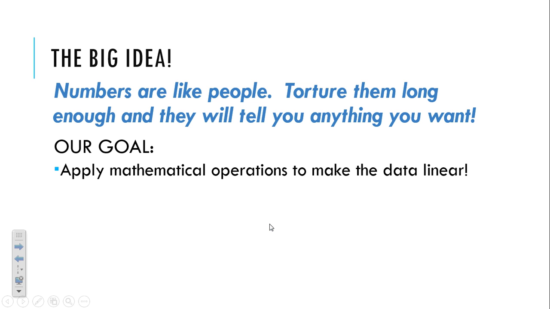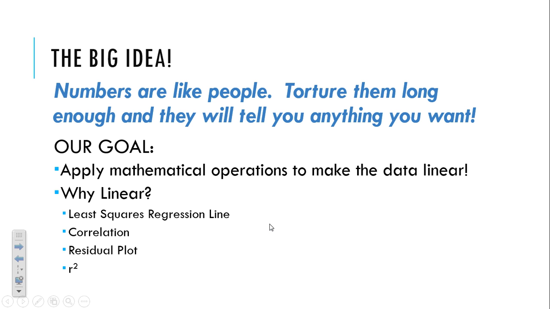And it's all going to go back to Chapter 3. Our goal here in Chapter 4 will be to apply mathematical operations that make the data linear. All right, we want to go back to a straight line using a linear relationship. And the reason for that, if we can make the data linear, we get to use all the information that we learned about in Chapter 3. We get to use the idea of the least squares regression line, correlation, residual plots, and R-squared.